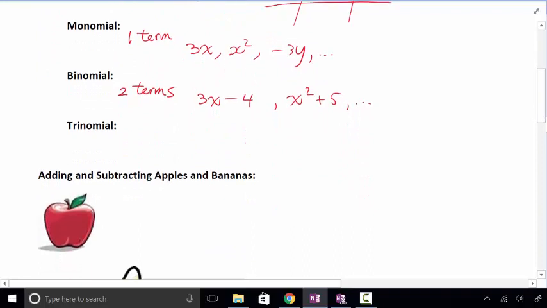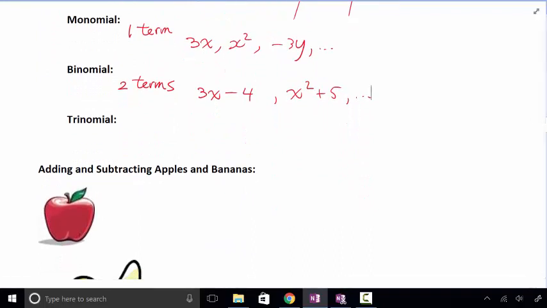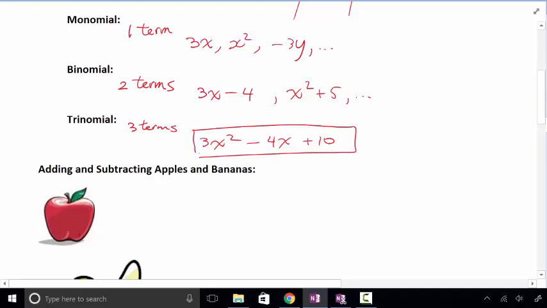Now the next one, it says trinomial, and what is a trinomial? It has 3 terms, and so you get something like 3x squared minus 4x plus 10. That's something that we don't do too much in this class, but once you get into grade 10, you'll have to graph these and so on. Are we good?